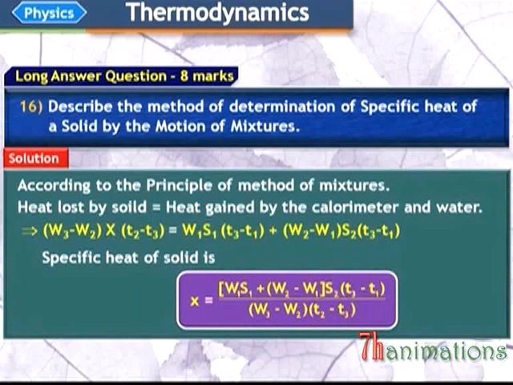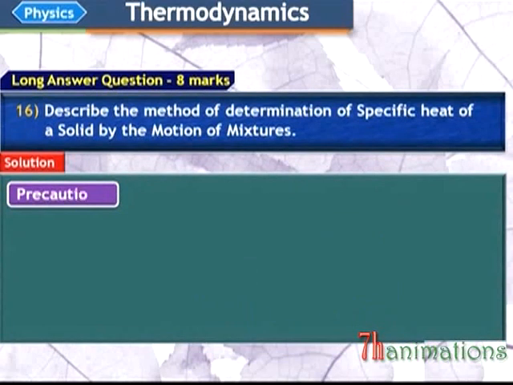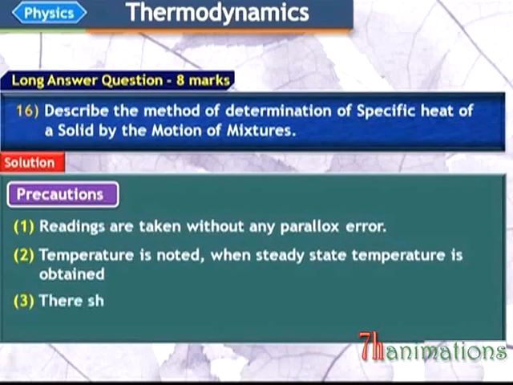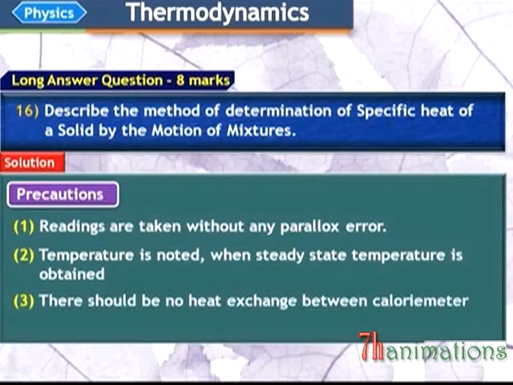While doing the experiment, the precautions we have to take are: the readings are taken without any parallax error. Temperature is noted when steady state temperature is obtained. There should be no heat exchange between the calorimeter and surroundings. These are the precautions we have to consider while doing the experiment.